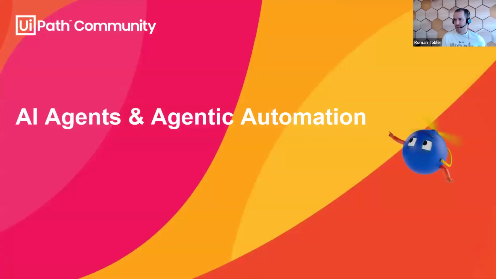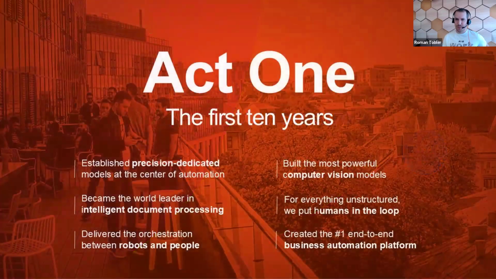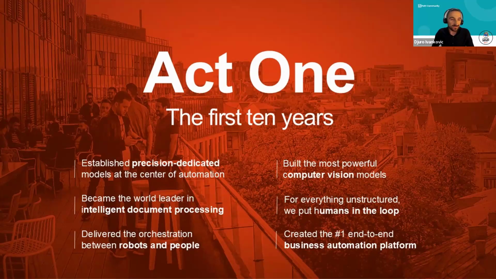So, AI agents and agentic automation. We've got a few official slides from UiPath, and I'll hand this to you, Jure. What is Act 1? This is what UiPath also put out there, right? Yes, I will try not to make it a history lesson, but it's worth mentioning before we move to the agentic stuff and Act 2. So what was, as UiPath said, the first 10 years? What made UiPath?